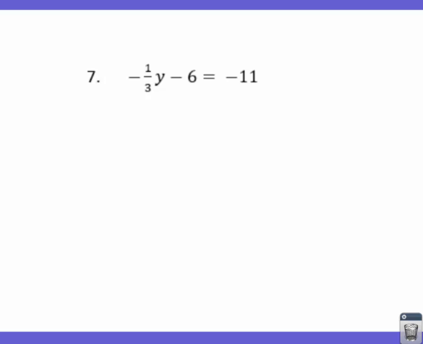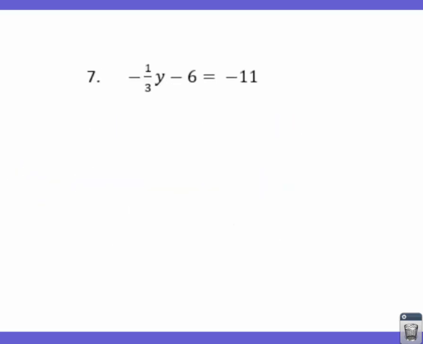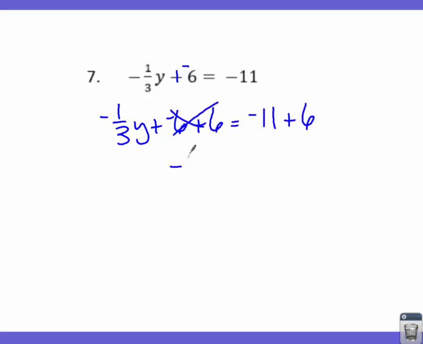Now to some of the last two questions that we had problems with. Okay, number 7 here. In this one, we've got that fraction here. So that was what I was talking about on this previous problem on what to do with that fraction. So we start off by changing subtraction to addition, and now I need to get rid of that negative 6. So negative 1/3 y plus negative 6 plus positive 6 equals negative 11 plus positive 6. So my 6's go away, and I'm left with negative 1/3 y equals, and negative 11 plus 6 gives me negative 5.